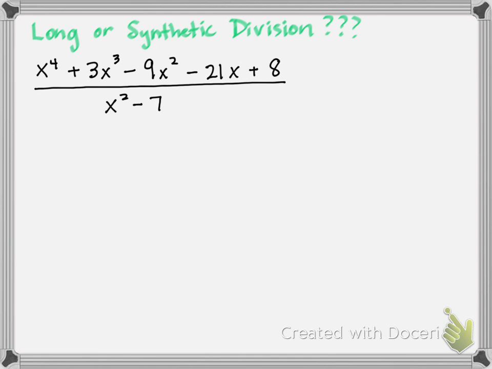The last problem you have is x to the 4th plus 3x cubed minus 9x squared minus 21x plus 8, and I'm dividing that by x squared minus 7. In the last slide, we talked about the fact that synthetic division can be used if you have a linear divisor. Well, I see my divisor right now as x squared minus 7. X squared is quadratic, that's not linear, so I cannot use synthetic. I have to use long division in this problem.